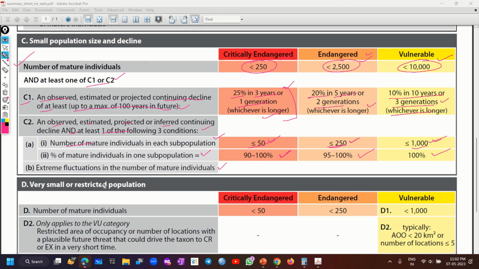So if extreme fluctuations are also seen, sometimes increasing, sometimes decreasing, this kind of fluctuation in the number of mature individuals. We are talking about the mature individuals because criteria C is related to the number of mature individuals. Okay, so small population size is also helpful in counting whether they are going to be under threatened condition or not. If they are under the threatened condition, then we have to use precautionary measures to safeguard them.